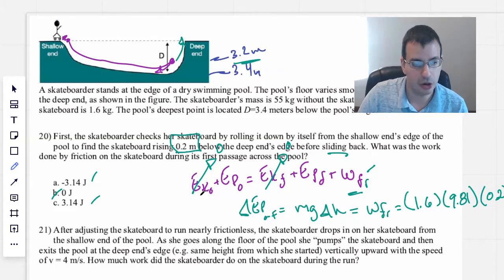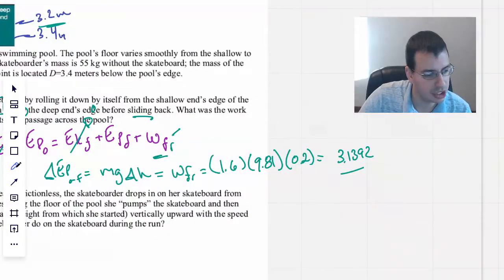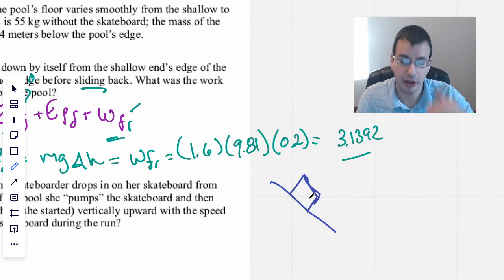Okay, so I'm going to draw a picture of the skateboard at, let's say, this point right there. I'm going to use purple, dark blue. We have, I'm going to represent the skateboard as a block. It's not a block, it's specifically rolling.